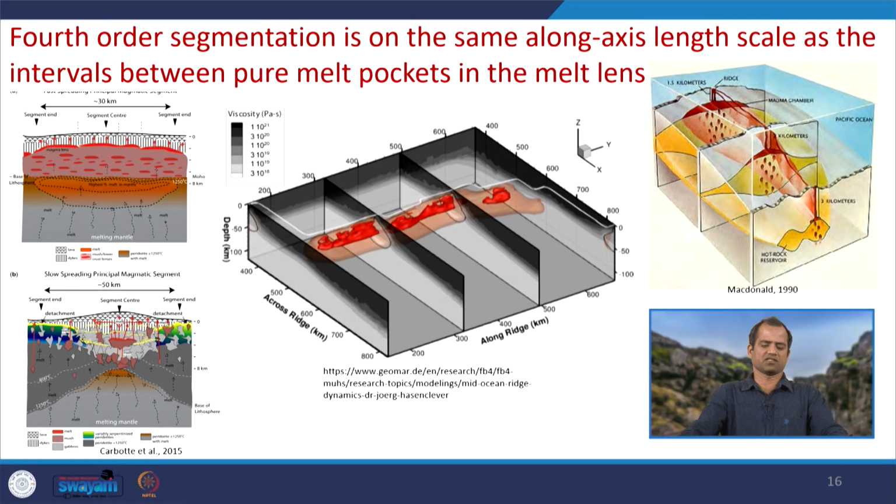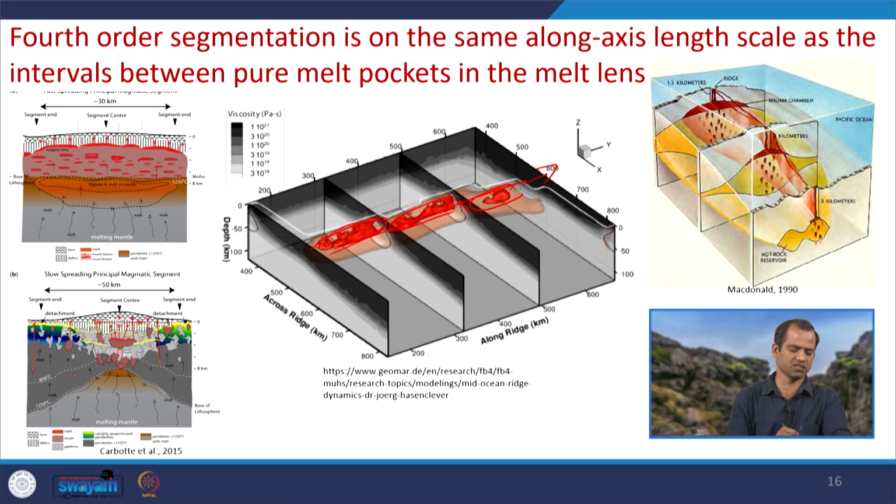Fourth order segmentation is on the same along-axis length scale as the interval between pure melt pockets in the melt lens. If you see here, suppose this is the mid-oceanic ridge system and we have melt lenses, different melt lenses are arranged. Any deviation among these melt lenses is considered a fourth order discontinuity. Now, if you see this cross section, we have this magma chamber and different pockets of magma are here and here and here.